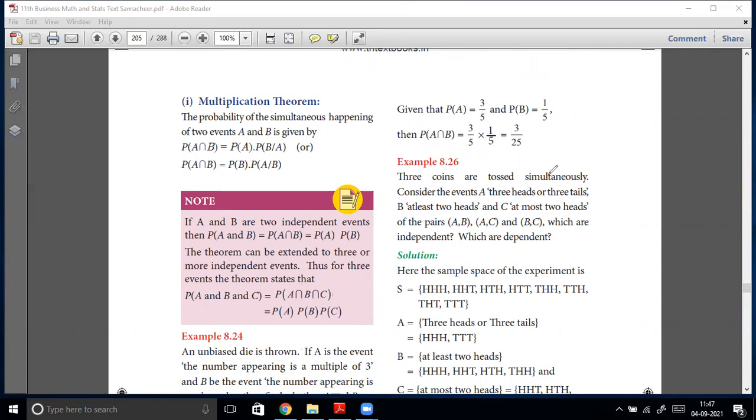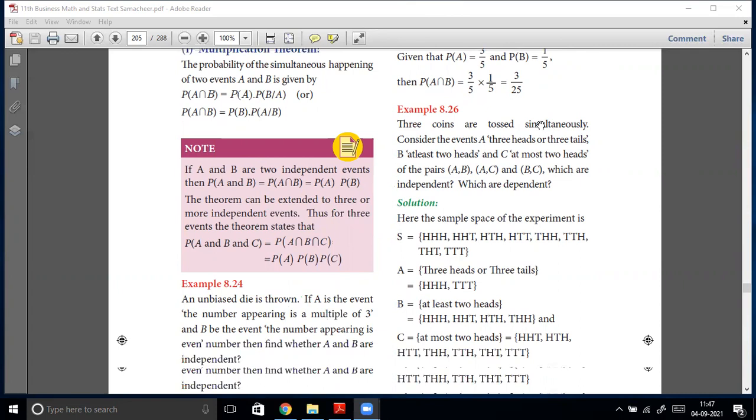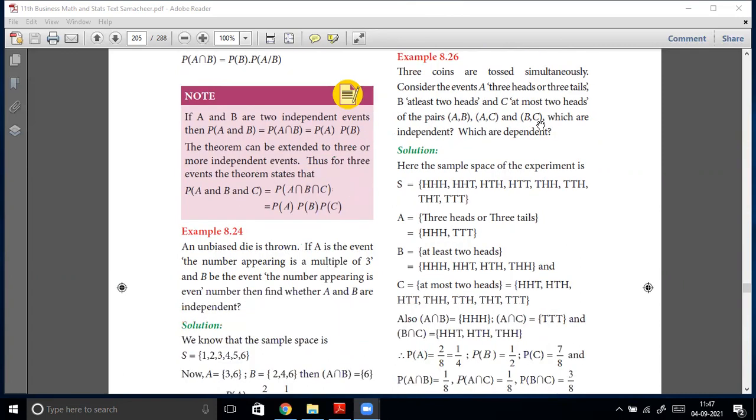Now we are going to do example 8.26, which seems a real sum. Now it is a real sum. These two sums were just for fun. Now you have to start thinking.